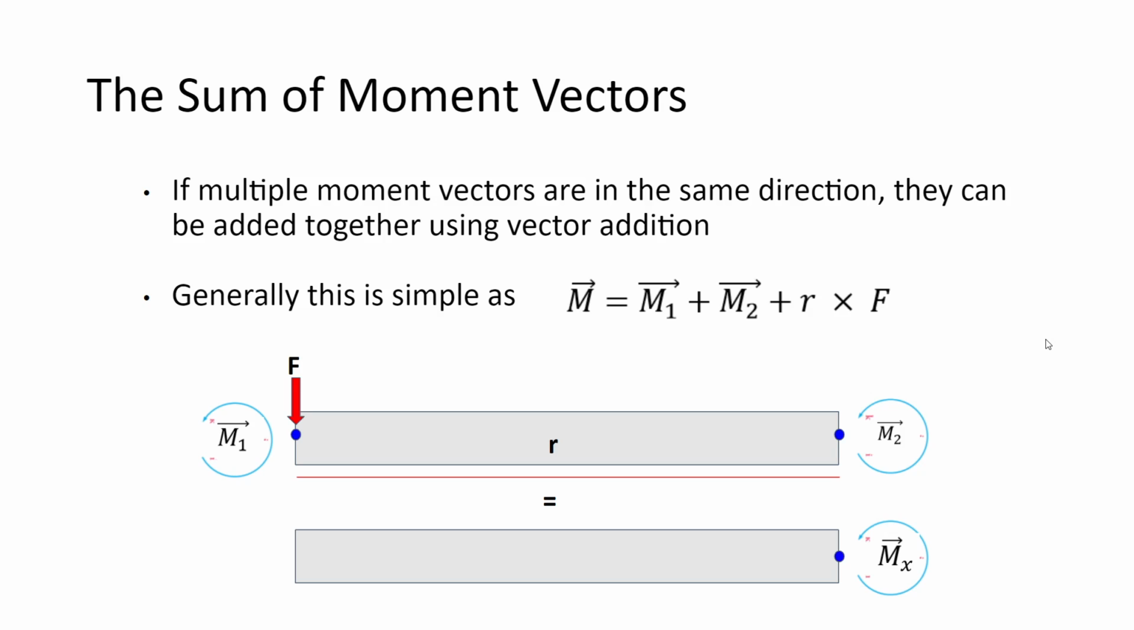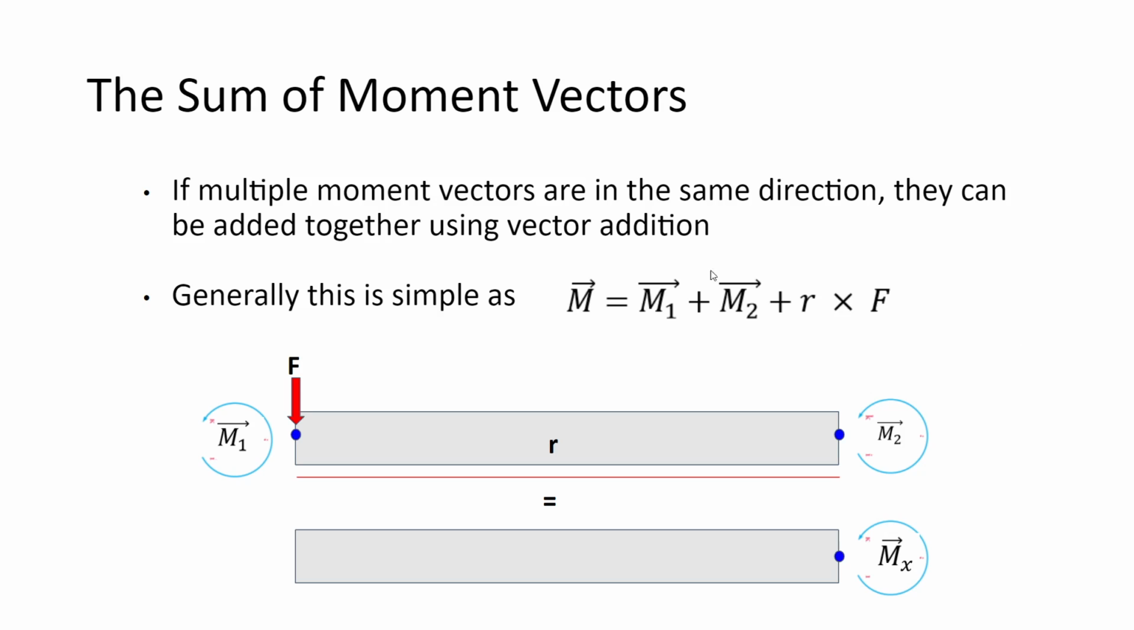Okay, so why did that whole vector thing matter earlier? Well, you can sum together vectors very easily. You can use vector addition. And so if you look at this scenario, if we have multiple moment vectors and they're in the same direction, or they're along the same axis, they can be positive and negative along that same axis, but if they are along the same axis, they can be added together using vector addition.